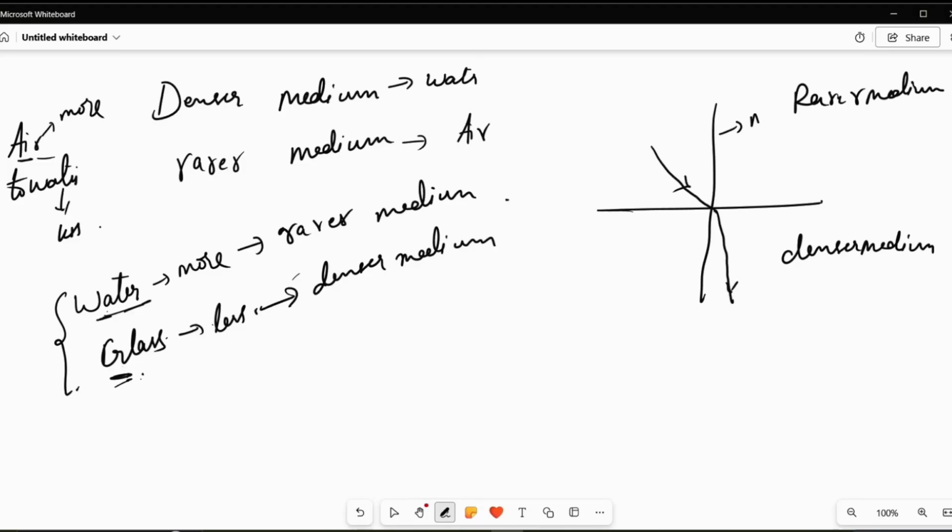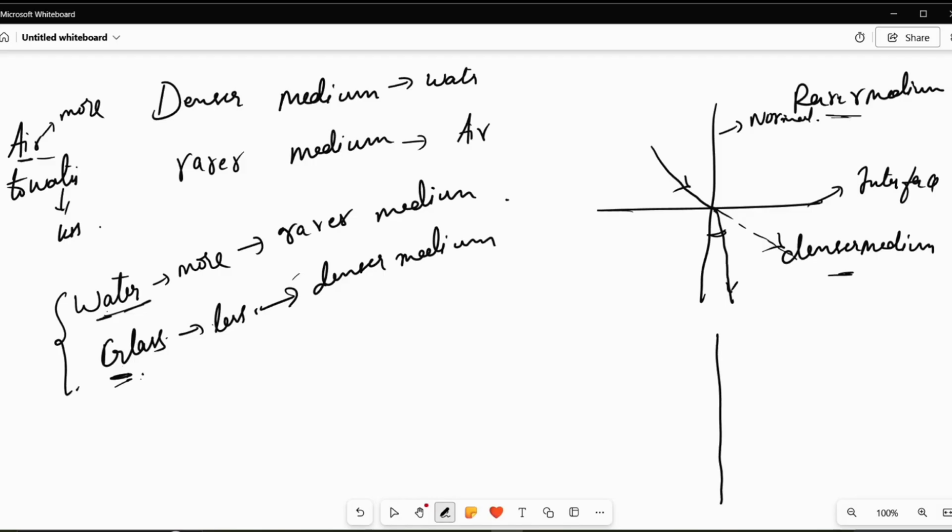This is the normal line. This is the interface, that is the line between the two media. So when light is moving from rarer medium to the denser medium, it bends towards the normal. Actually, light should go straight like this, right? It is bending, so it will bend towards the normal.